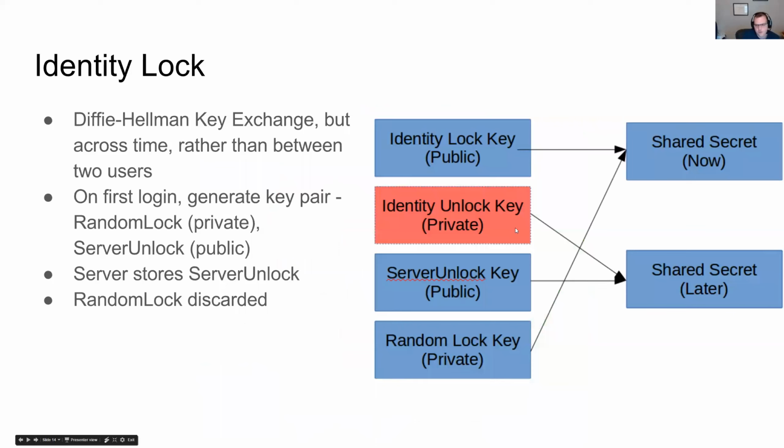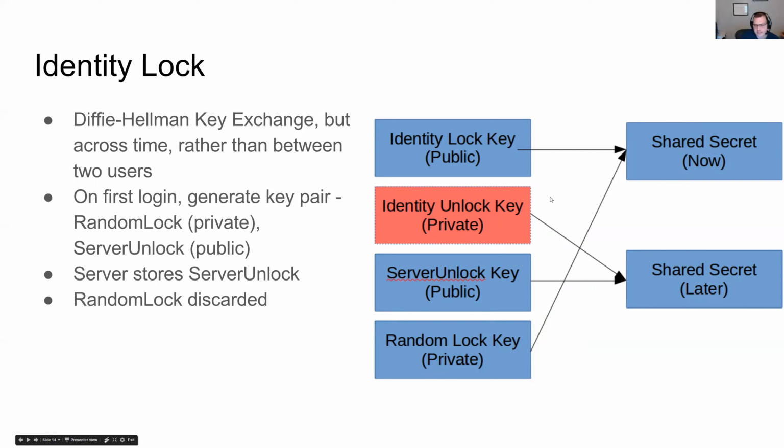So what we're going to do is generate a random key pair for a site that we are setting up an account with. So we get this public and private key that are called the server unlock and random lock keys. And we also have our identity lock and unlock keys, which are part of our identity. They don't change per site. But the unlock key is in red here because it's not available in the client normally.